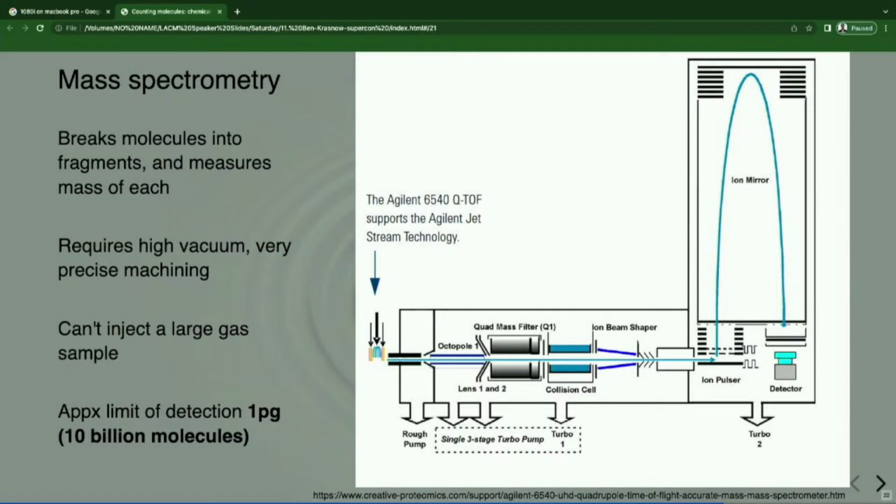But the point is, I really just wanted to say that the limit of detection here is around 1 picogram, which is like 10 billion molecules. It really is the most sensitive detector that we have. Unfortunately, it's $500,000, and so that is a bit of a bummer. But it is still the gold standard, and no one has come up with something that's as versatile or sensitive as a mass spectrometer.